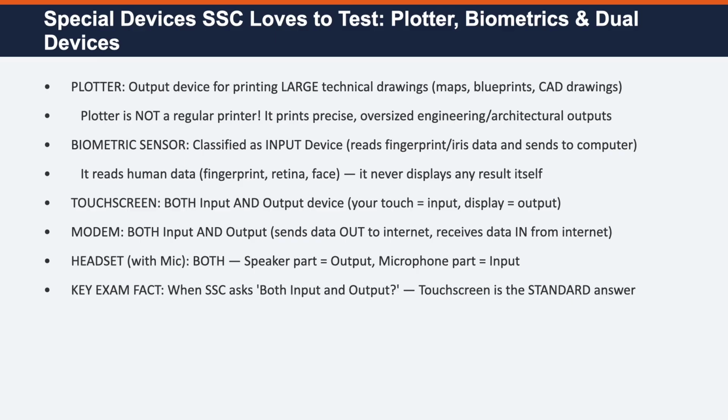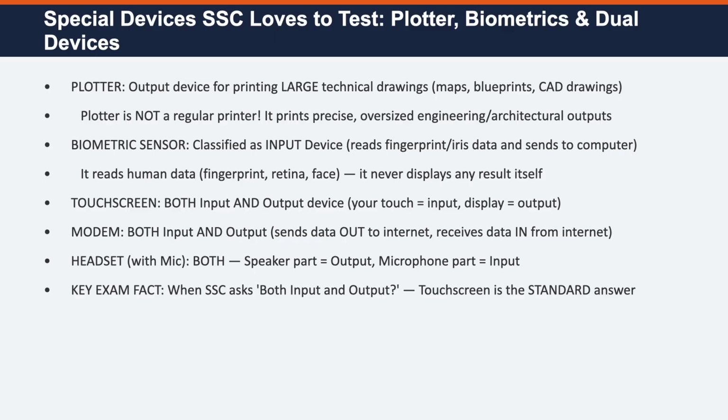Now we come to SSC's favorite tricky devices. Pay very close attention. First, the plotter. This is a special output device. It is not a regular printer. A plotter prints very large drawings, engineering blueprints, building maps, architectural diagrams, and CAD drawings.